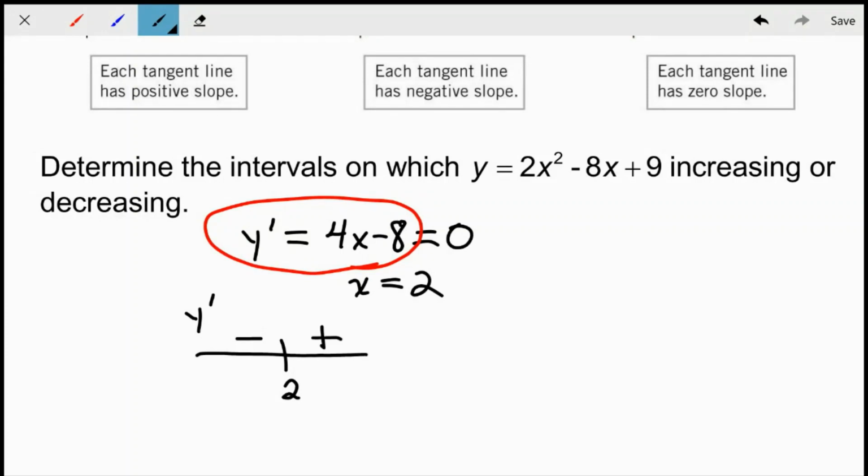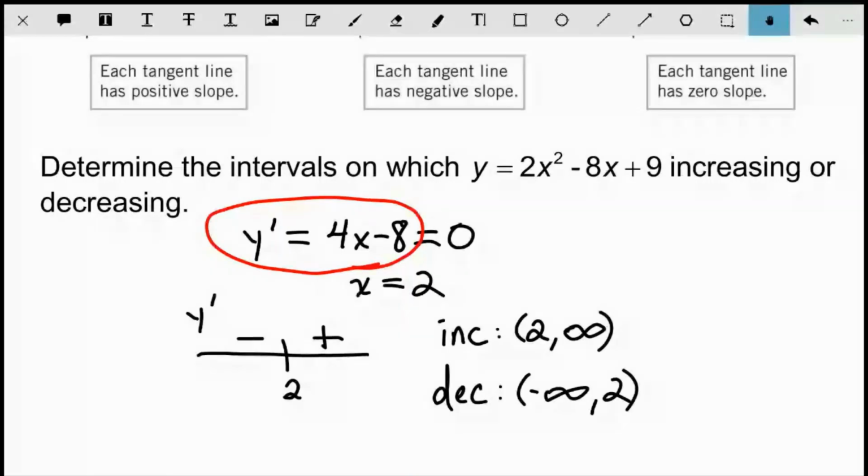And just from that sign chart, I can tell where the function is going to be increasing and where it's going to be decreasing. So clearly here, the function is increasing when the derivative is positive. So that's going to be increasing on the interval from 2 to infinity, and it's going to be decreasing on the interval from negative infinity to 2. Okay, so it's very easy to analyze these, especially for a polynomial function where everything works out really nicely in a lot of cases and you get very simple roots to work with.